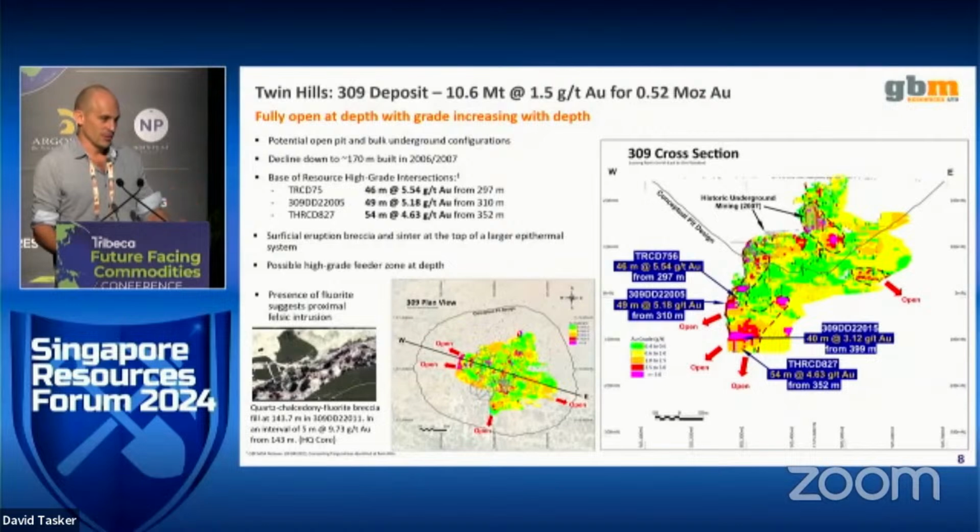Some of these intercepts are something that would make the Western Australian gold sector's mouth water. 54 meters at 4.63, and that's at the bottom of this deposit. Other intersections, 46 meters at 5.5, and they go on and on. It's an extremely exciting deposit, and this is only constrained by the lack of drilling. Obviously, the next step is to go ahead and drill it. The presence of fluorite within the deposit suggests we're quite close to the source intrusive, and I'll get on to that later.